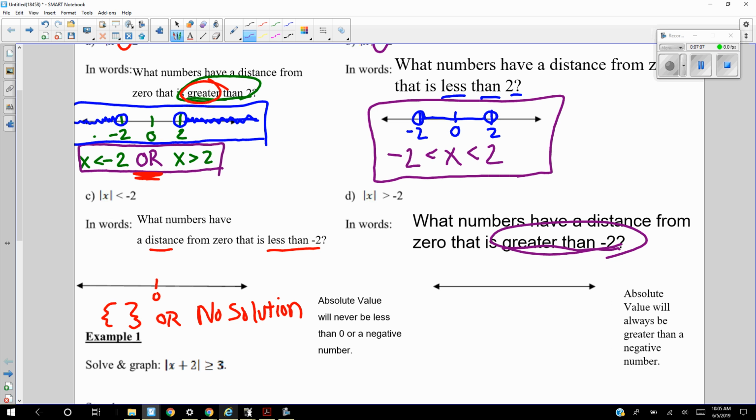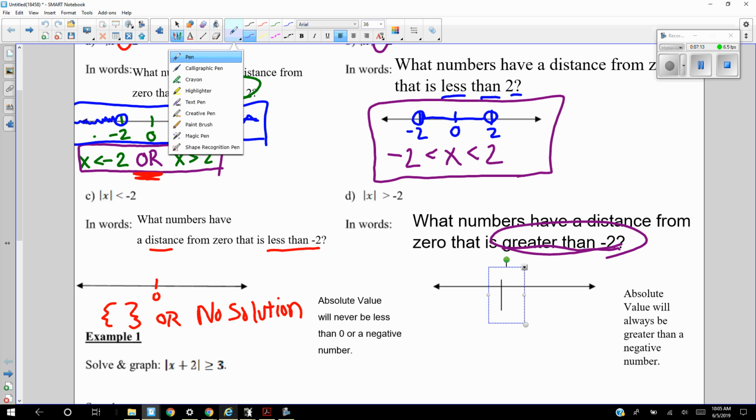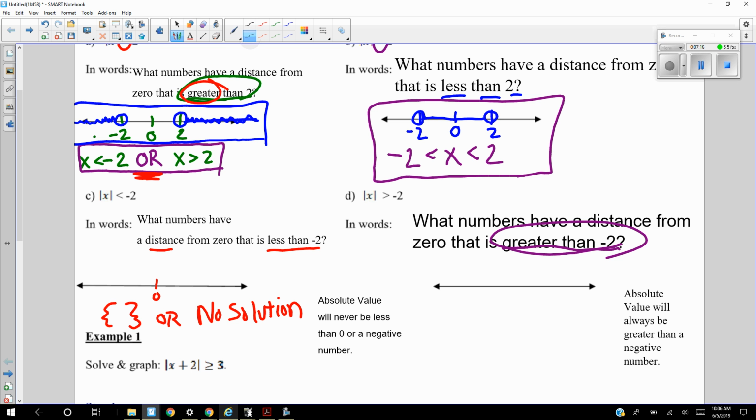Which means our answer to this one, you do need to shade the graph, but of course you're just going to shade everything on the graph. And again, if you want to do a little squiggle, especially if you're using a pencil that's the same color as the line, that's okay. Always like to put 0 in there as a reference point. And our answer is all reals.